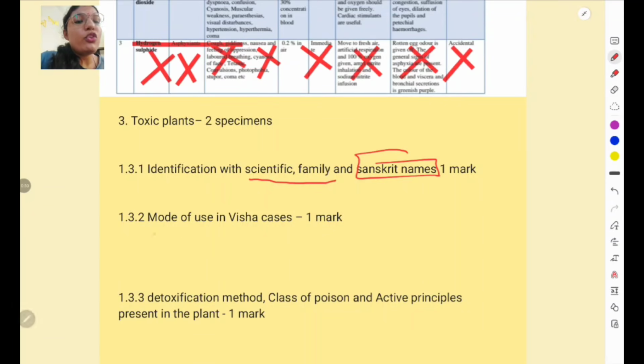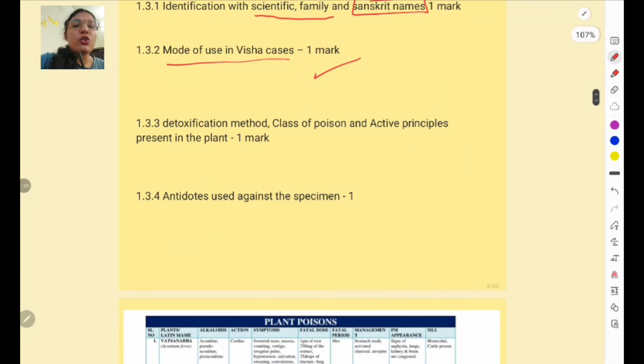The second point is the mode of use in Visha, like how they can be used as a Visha. For example, Bhallataka has a very special property, and Vatsanabha works as a cardiotoxic. All those things you have to mention in that second portion. And the third portion is the detoxification method, like how we can detoxify them and use them in Ayurvedic formulations.